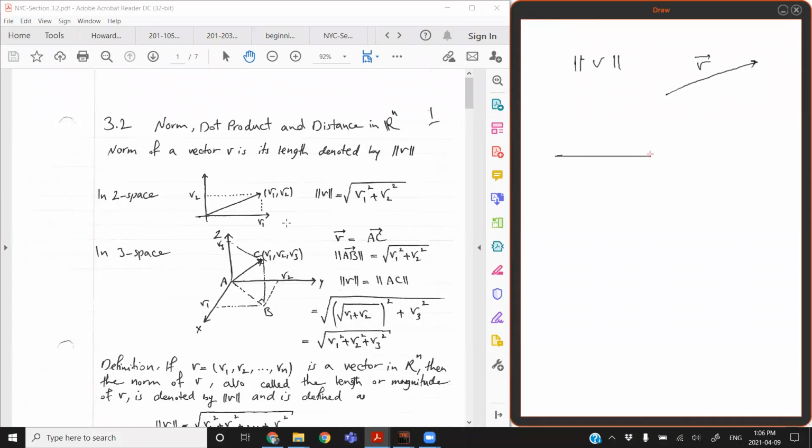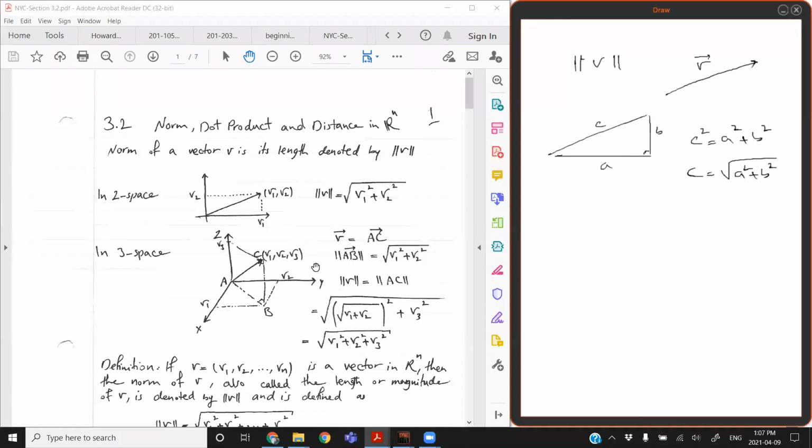It's basically the Pythagorean theorem that c squared is a squared plus b squared. So c is going to be root a squared plus b squared. So in this case, v1 and v2 are a and b, and c would be the norm or the length of the vector.